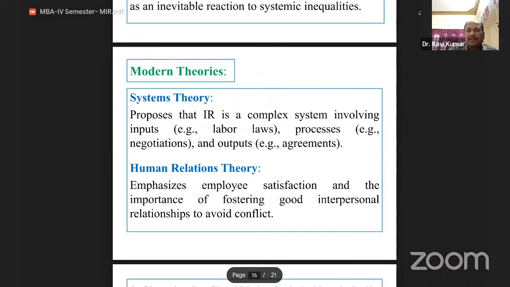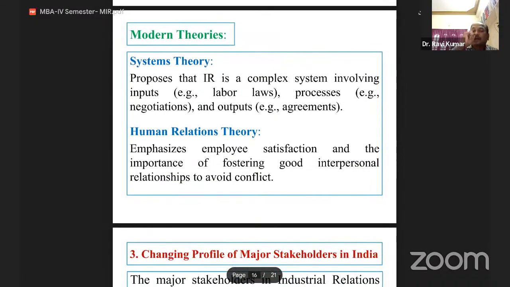And the modern theories. What are the modern theories in industrial relations? Here there are the modern theories: systems theory and human relations theory. What is systems theory? It proposes that industrial relations is a complex system involving inputs, for example labor laws, processes, for example negotiations, and outputs, for example agreements. The system follows the labor laws, uses some processes, negotiations, and agreements.